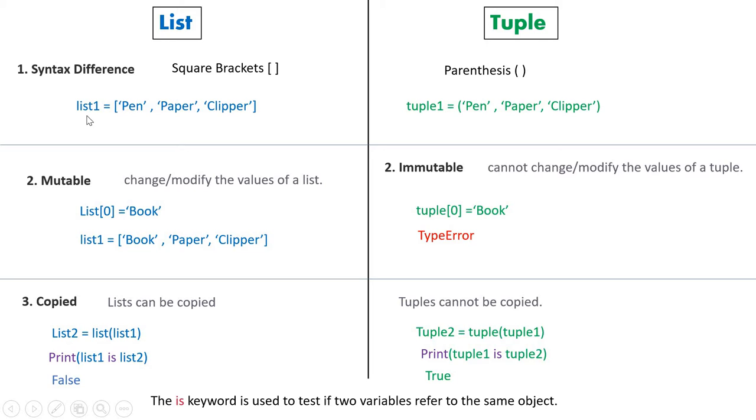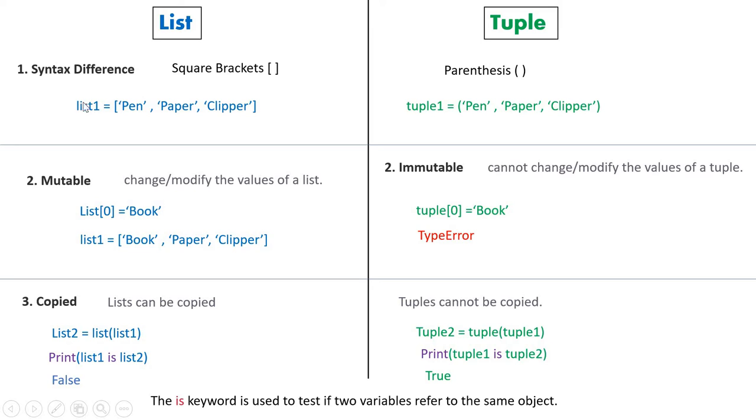First is the syntax difference. When you are defining a list, you put the elements inside square brackets, right? But in case of a tuple, you put the elements inside parentheses. And the second difference is lists are mutable. Mutable means you can change or modify the value of a list.